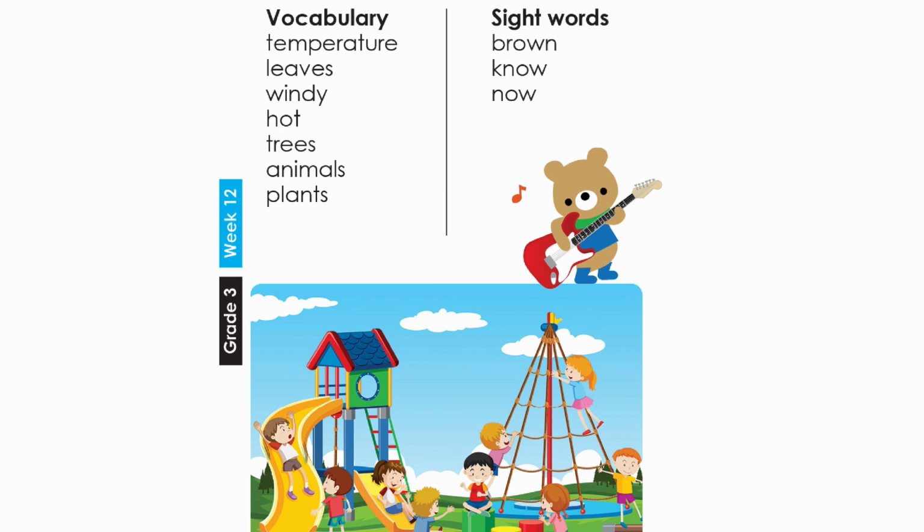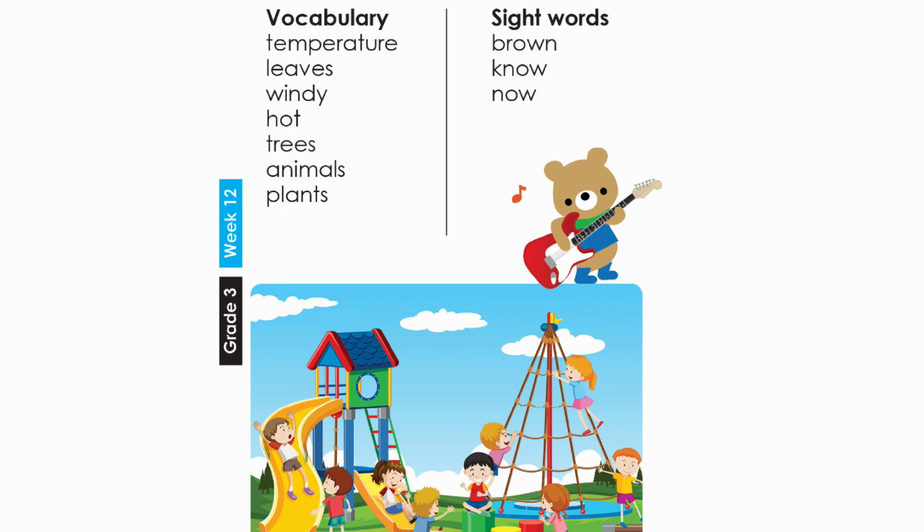Now that we know what each word means, please try and use them during the week. Make sentences, use them when you're speaking to other people, and you will improve your English quickly. Now let's go to the sight words. For our sight words today, we only have 3. Brown, no, and now. The difference between no and know is the silent K at the beginning of know.